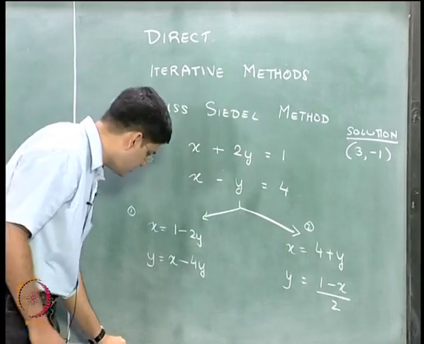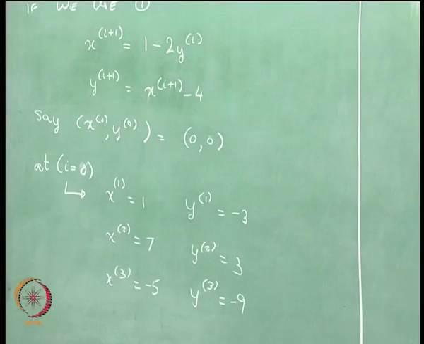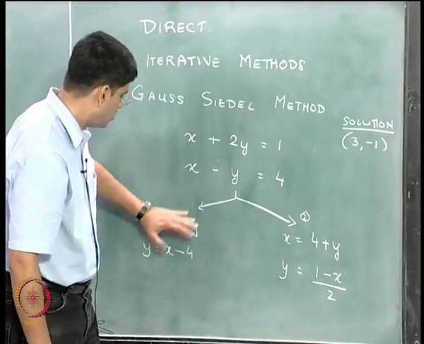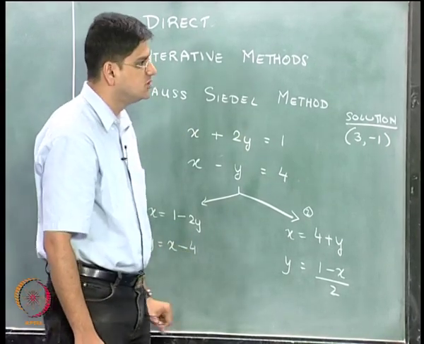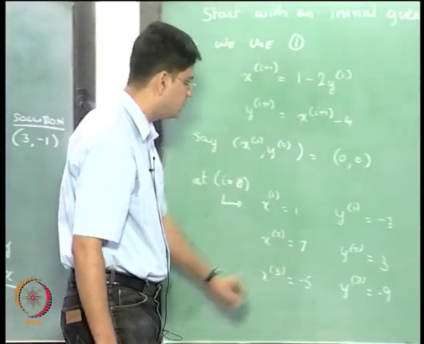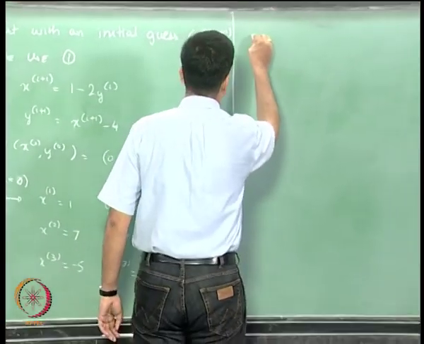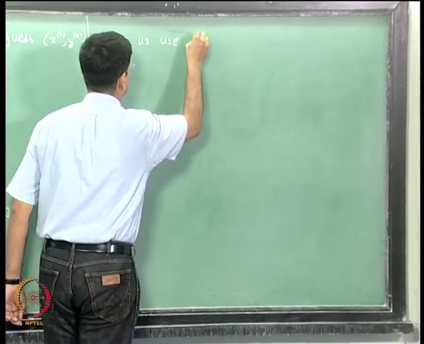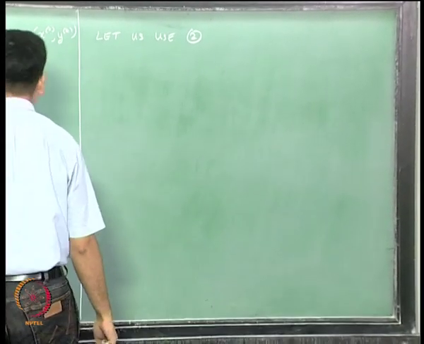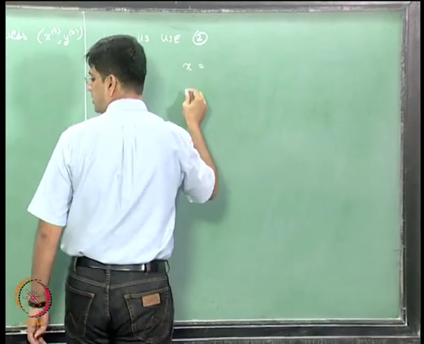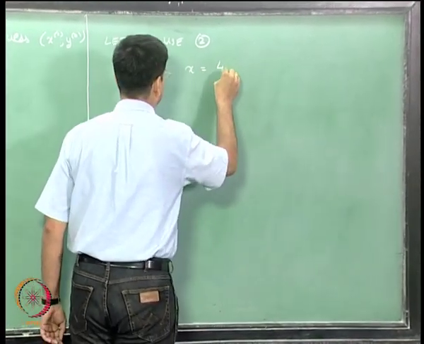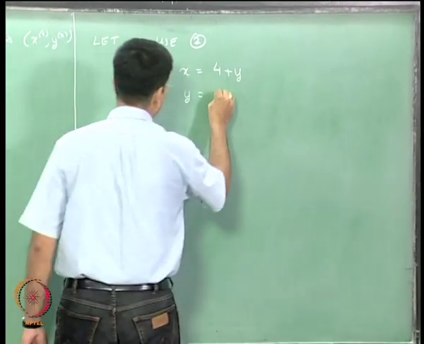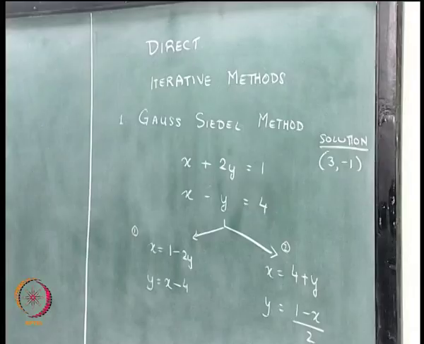Okay, I actually made an error over here, so we will have y equal to x minus 4 and not x minus 4y. Okay. So if this particular form is used, what we see is that we are not converging to the desired solution. Let us use the second form of this equation, and the second form essentially was x equal to 4 plus y and y was equal to 1 minus x divided by 2.